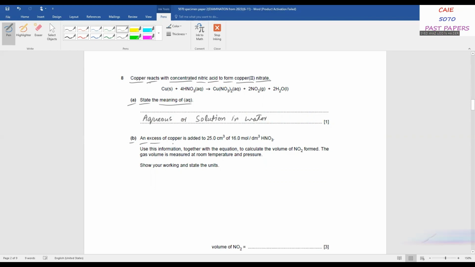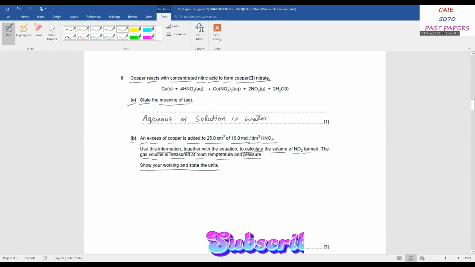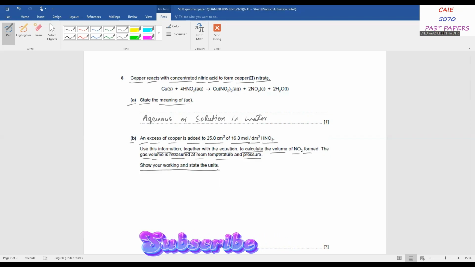Part B, an excess of copper is added to 25 cm cubed of 6 mol per dm cubed HNO3. HNO3 is nitric acid. Using this information together with the equation, calculate the volume of NO2 formed. The gas volume is measured at room temperature and pressure. Show your working and state the units. You have to show the working. So what do we have? We have the volume and concentration of nitric acid. And we need the volume of nitrogen dioxide, NO2. So we need the moles of NO2.